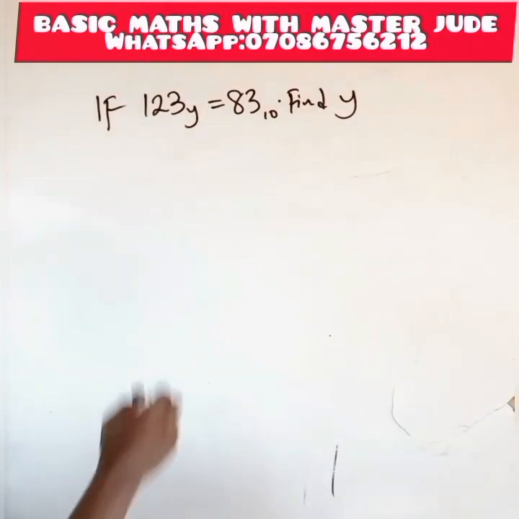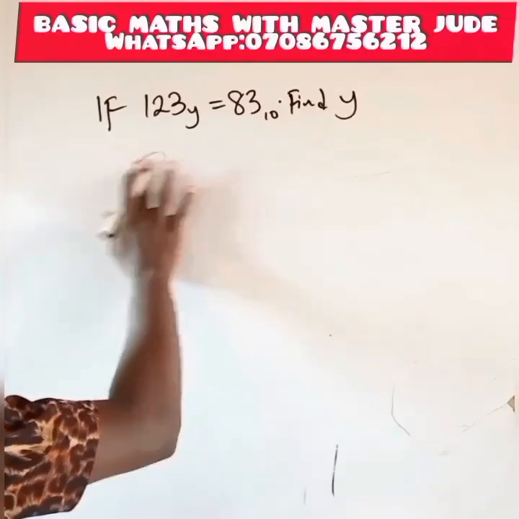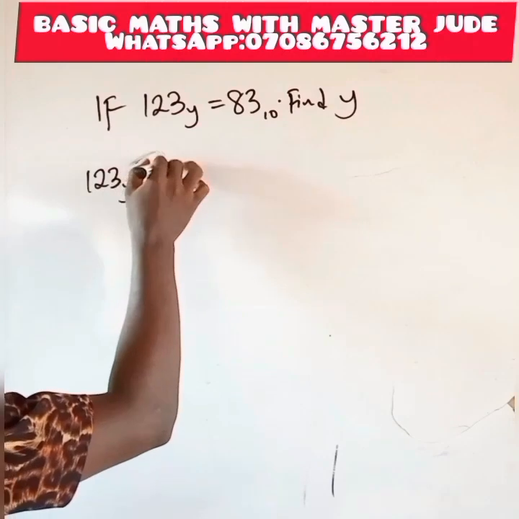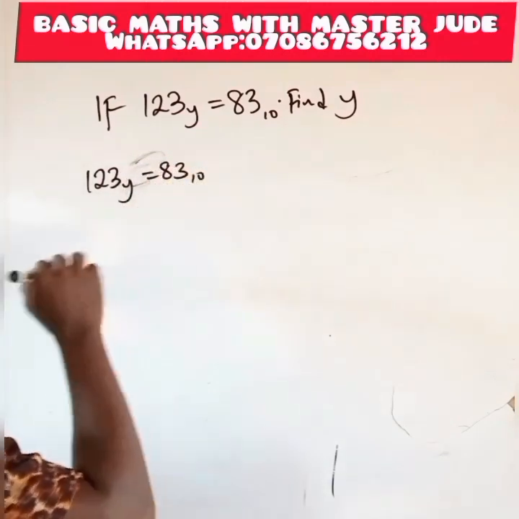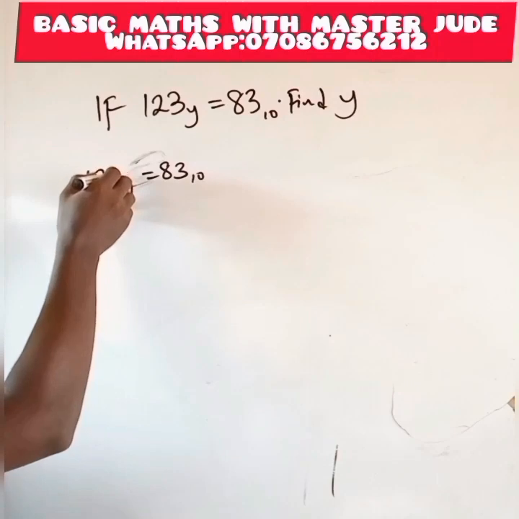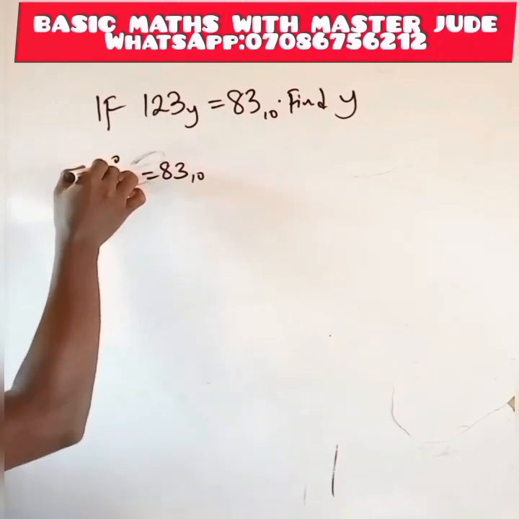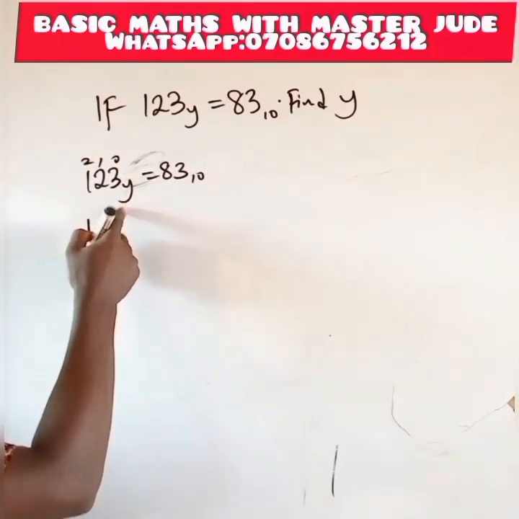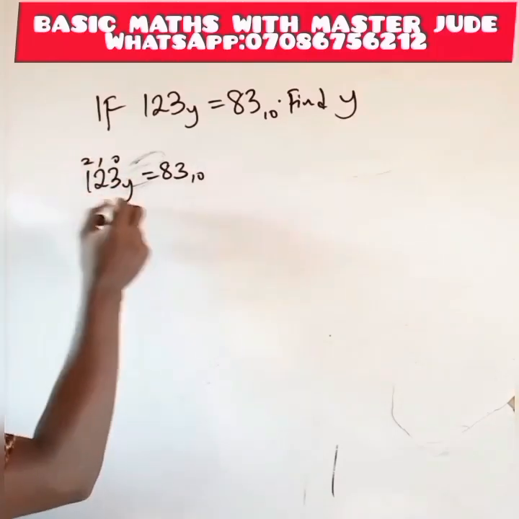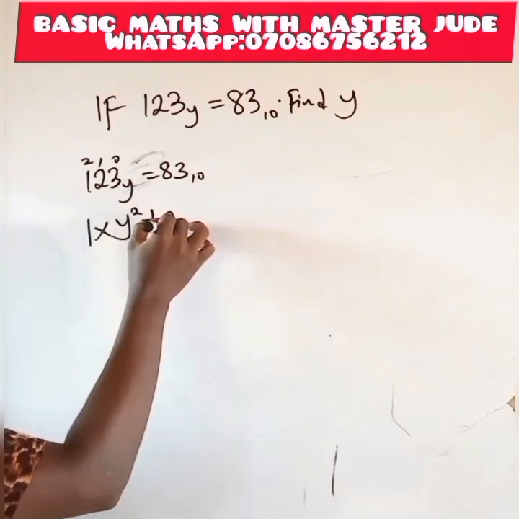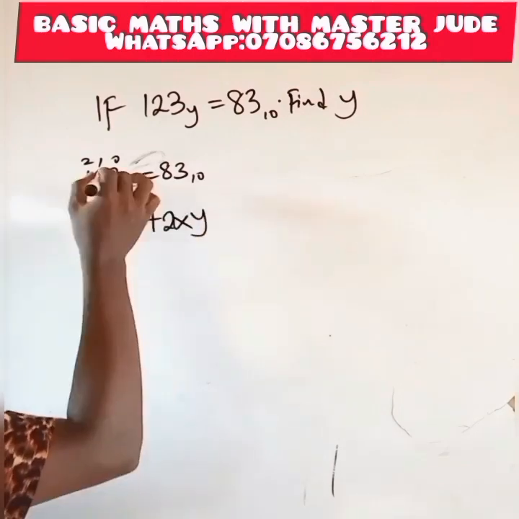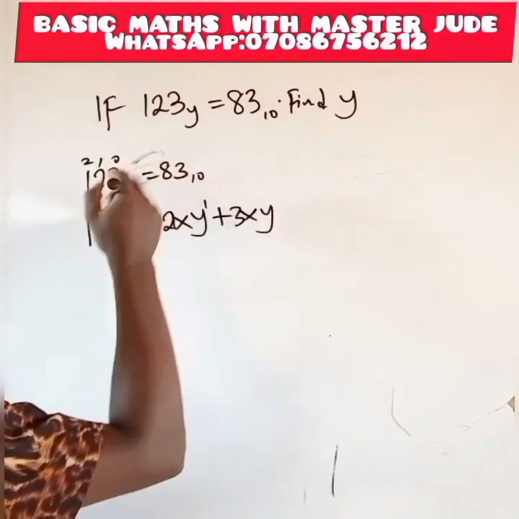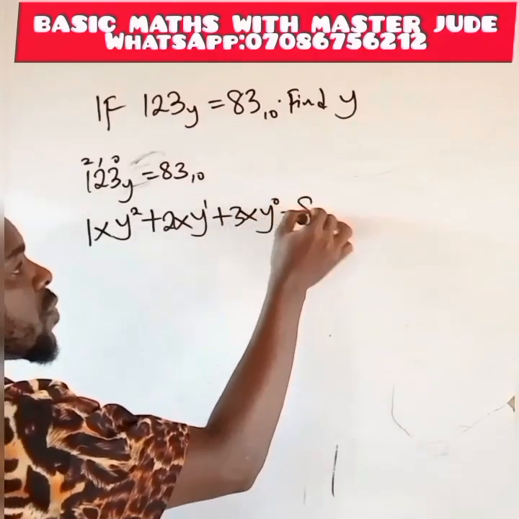Now how do we do this? You bring down your 123 base y is equal to 83 base 10. Now you start counting from the last number here, which is 3: 0, 1, 2 backwards. So we are going to have 1 times the base, which is y, raised to power 2, plus 2 times the base, which is y, raised to power 1, plus 3 times the base, which is y, raised to power 0, is equal to 83.